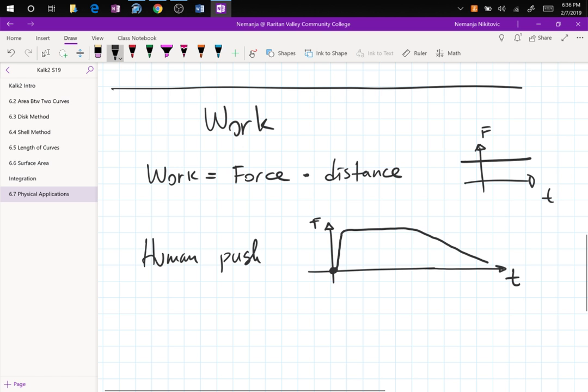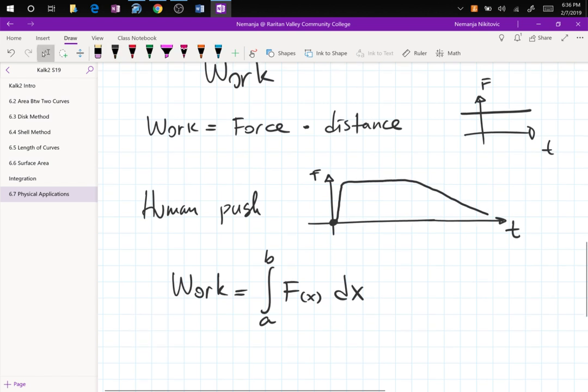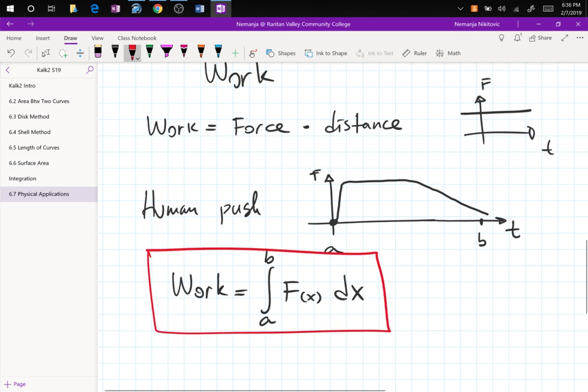And we define work as the integral of force times dx, which is the distance, and that dx is a to b, which is the distance that you're covering. In this case, let's say a to b on the force graph right there. So this is the formula that you need for this section. Work done when you have variable force.